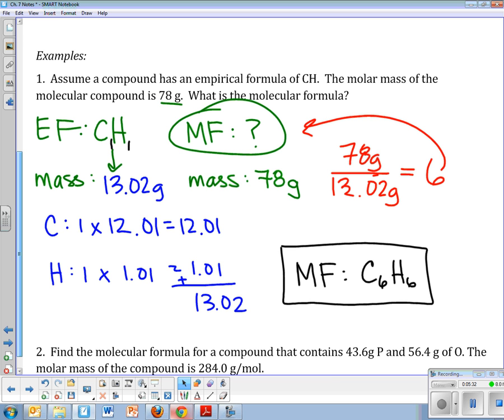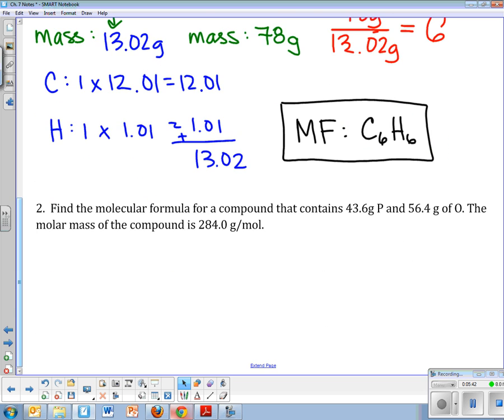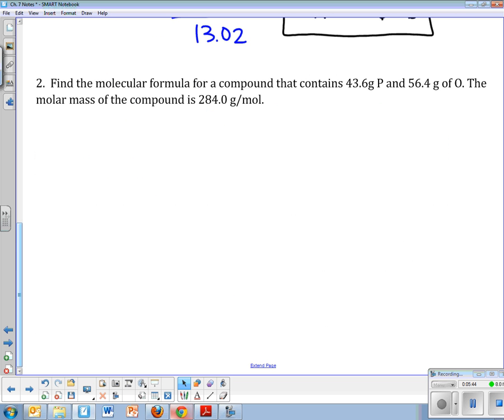Okay. So we'll do one more example, and in this next one, we'll do it start to finish. We'll first find the empirical formula, so it'll be a good review of the last video, and then we'll find the molecular formula after that. So let's read our question. It says, find the molecular formula for a compound that contains 43.6 grams of phosphorus and 56.4 grams of oxygen. The molar mass of the compound is 28.0 grams per mole.